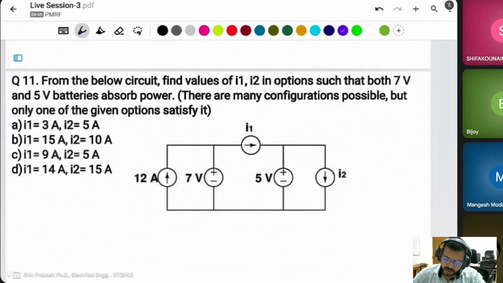Next question. From the below circuit, find the value of I1, I2 in the options such that both the 7 volt and 5 volt batteries absorb power. There are many configurations possible, but only one of the given options satisfies it. What is the meaning of this question? This question says that the 7 volt and 5 volt batteries absorb power. Then find the possible configuration of I1 and I2 from these options only.